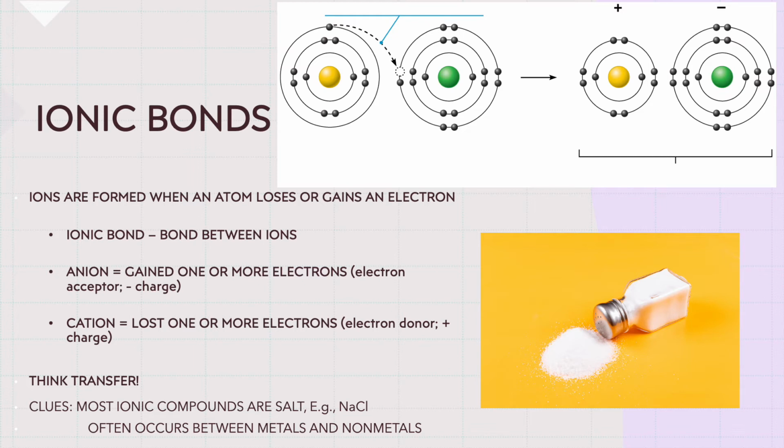Another clue you can use to remember ionic bond is that most ionic bonds are going to be salts. So your typical table salt is an ionic bond. And also, this bond tends to occur between metals and non-metals.